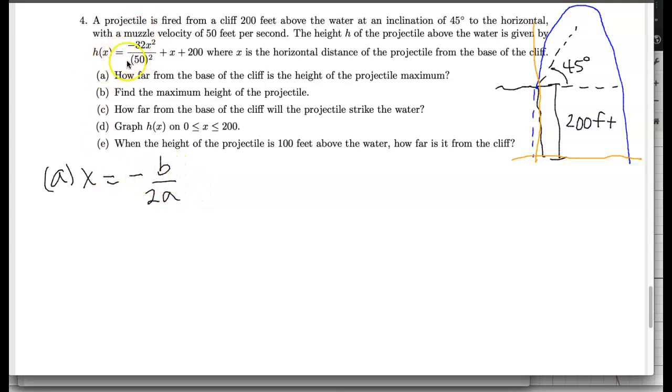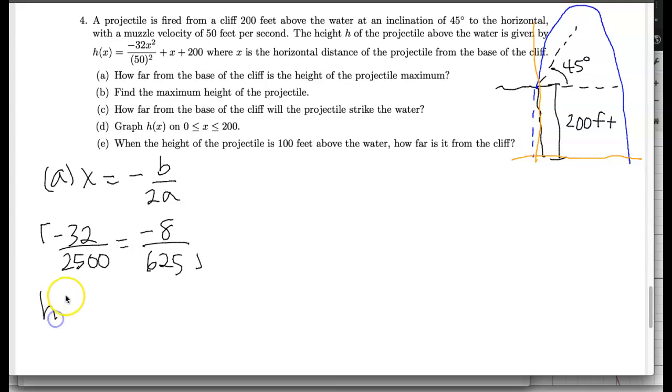So it might be helpful to clean this part up a little bit. So we have negative 32 over 50 squared, which is 2500. Then we can divide the top and bottom by 4, and we'll get negative 8 over 625. This means we can write h of x as negative 8 over 625 x squared plus x plus 200.